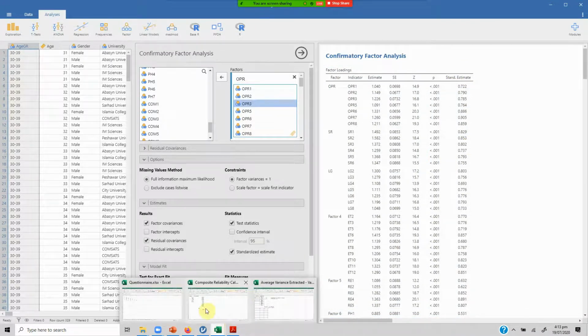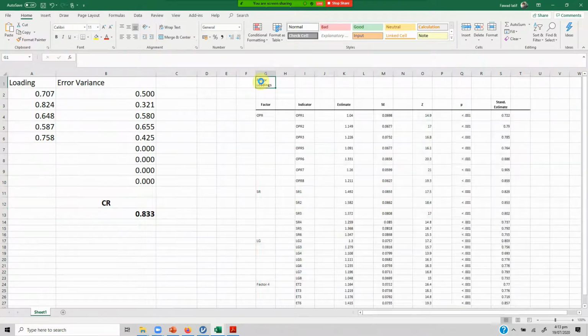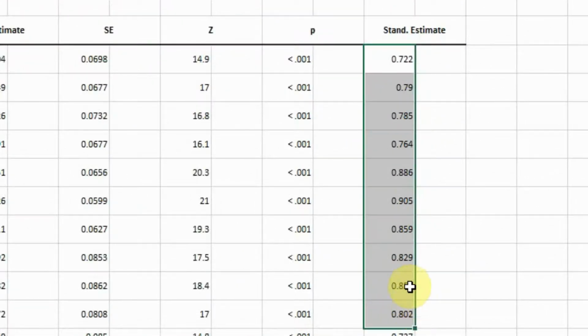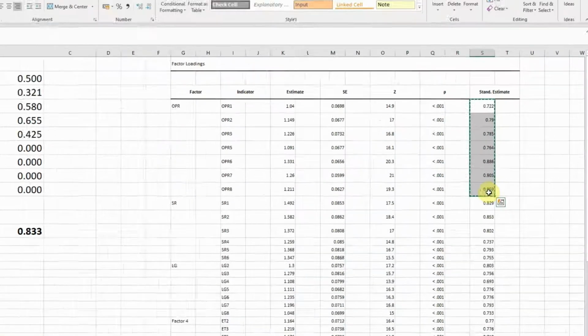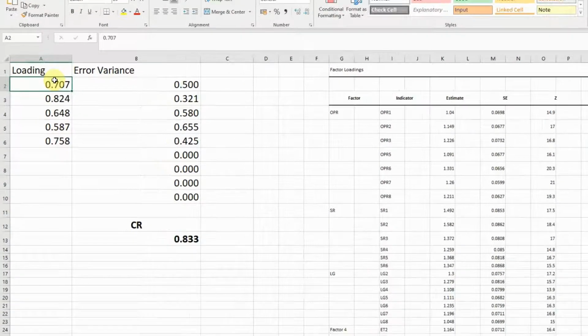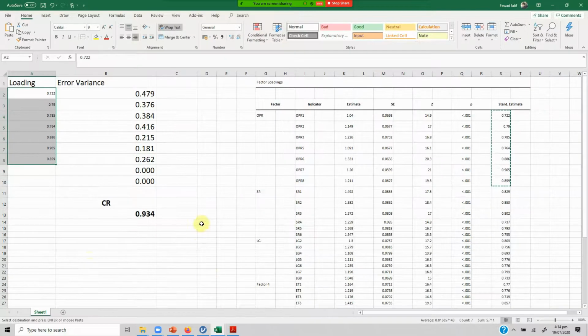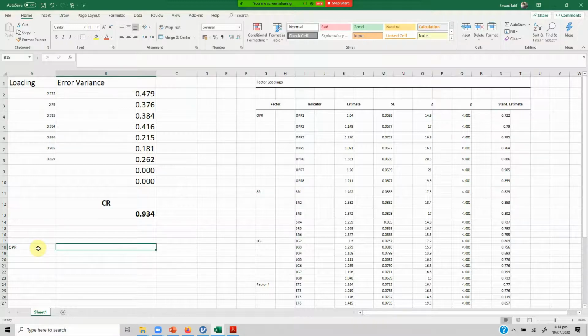So what you can do is, once you've got it, just paste it here. Let's do it for OPR. Copy and just paste it here. And the composite reliability for OPR is 0.934. So what you can do is just keep a note, even in this table, so you can say that the CR value is 0.934. And similarly for other indicators.